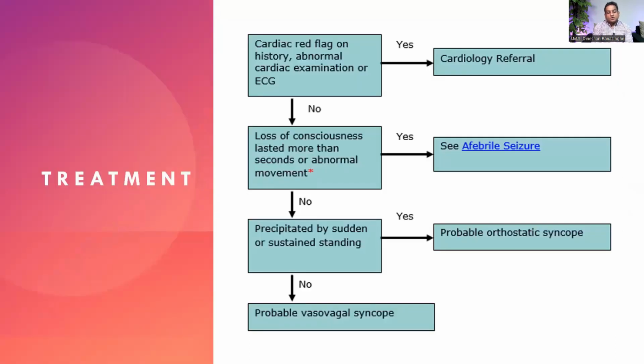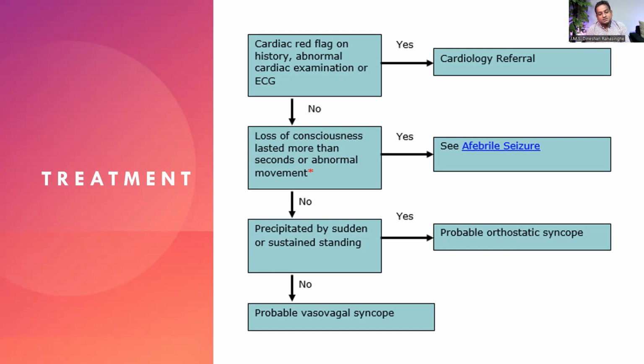Now, this is a small algorithm you might want to remember when you see a child with syncope. One is, so you see a child with syncope, you look for cardiac red flags on history, examination, and ECG. If they are there, you do a cardiac referral. Now, if there are no cardiac problems, you see whether this loss of consciousness has been lasting for a longer period of time. Has it been there not for a few seconds, but few minutes, few hours, or like etc. And had there been any abnormal movements, abnormal posturing, tonic-clonic movements going on for a long time?